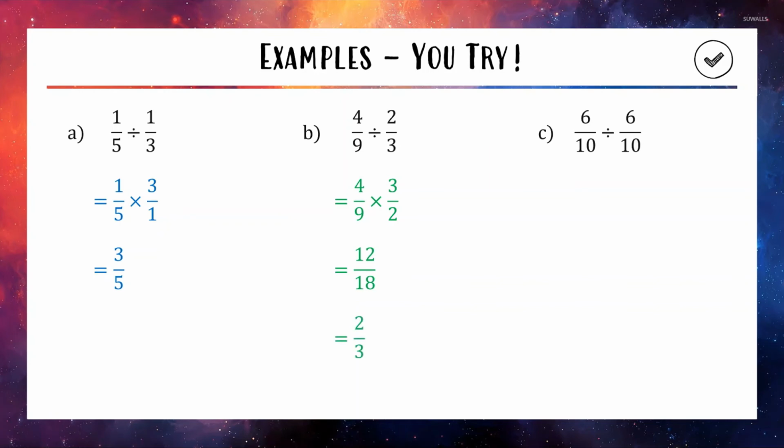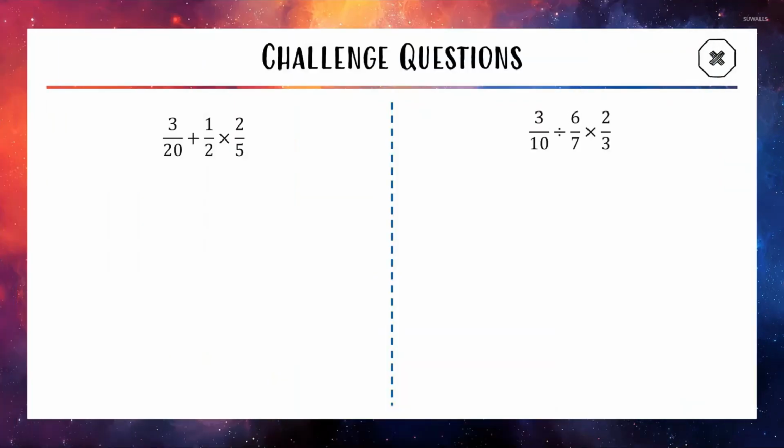Okay, and for C, we're going to flip the second fraction, 6 out of 10. So we'll have 6 out of 10 multiplied by 10 out of 6. On the top, we'll get 60, and on the bottom, we'll get 60 as well. And what's a better way of writing 60 out of 60? Well, that is just one whole number. Which makes sense because anything divided by itself should always be 1. This is like saying how many times does 6/10 fit into 6/10? It fits exactly once.